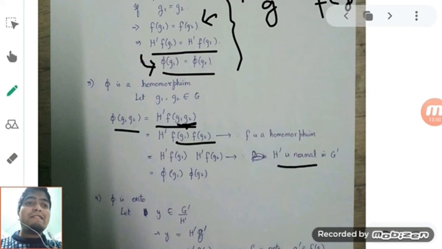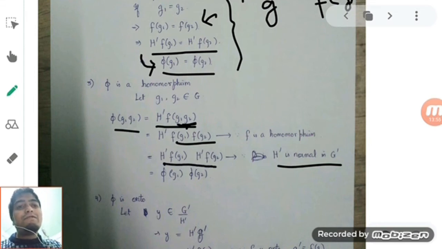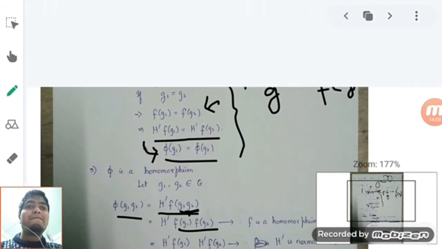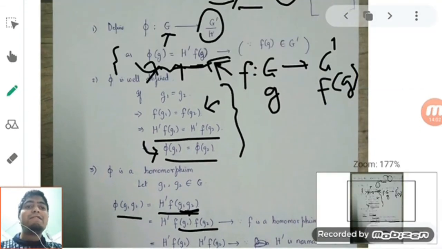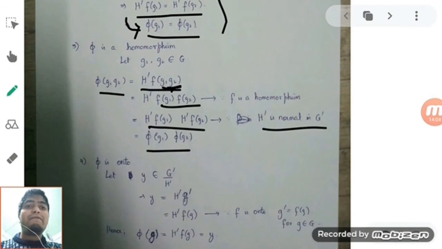Again, H dash is normal, and the product of two cosets is a coset, so you will have this. Just use the definition of phi. Again, just use this, and you will have this line. Now we need to show that it is onto. We need to show that phi is onto.